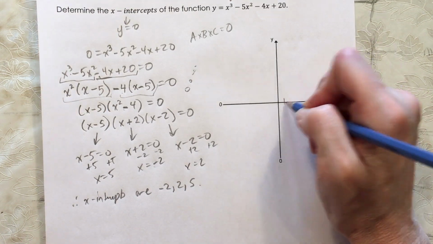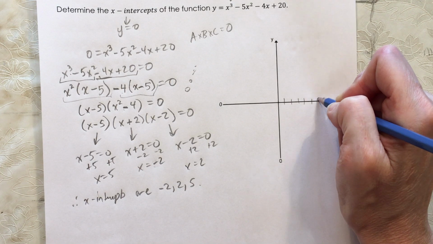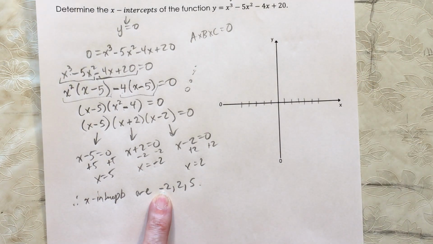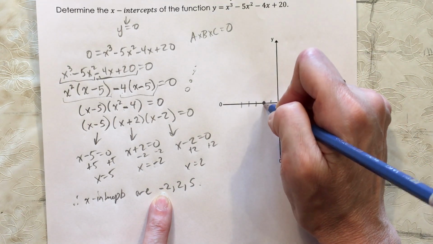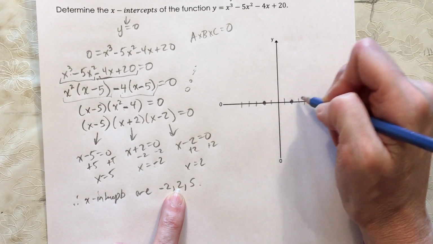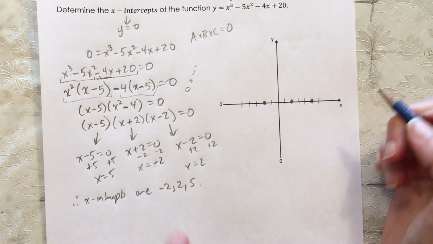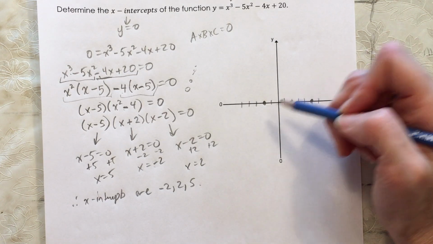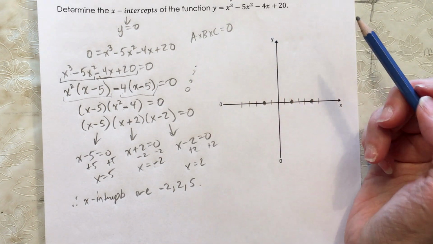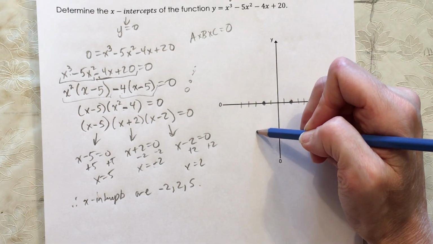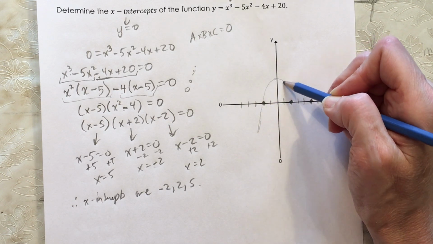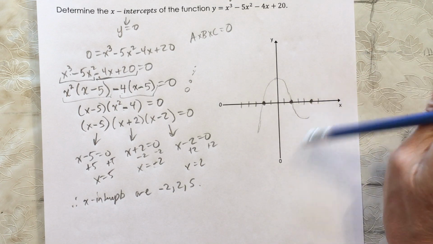1, 2, 3, 4, 5, 6, say negative 1, negative 2, negative 3, negative 4, negative 5. So we're thinking there's an x-intercept at negative 2, another one at 2, and another one at 5. And how are these joined? Well, for polynomial functions like this, they're smooth curves, and you'll learn a lot more about this next year, but it's going to be something like this.